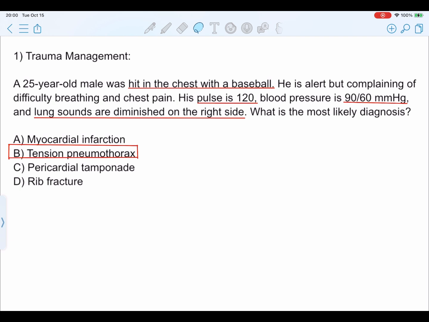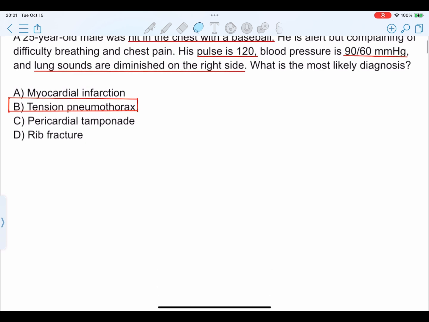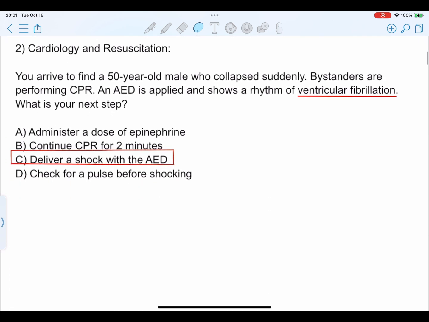Okay, and then moving on to rib fracture, which is our last one here. With rib fracture, you don't really get these diminished lung sounds. That's going to be a telltale sign of a pneumothorax of some sort, specifically tension pneumothorax. You could very well have a fractured rib in this case, very possible. But because we're getting these diminished lung sounds here, now we're thinking pneumothorax. So rib fracture could be the cause of the pneumothorax, but the most correct answer is going to be pneumothorax in this case.